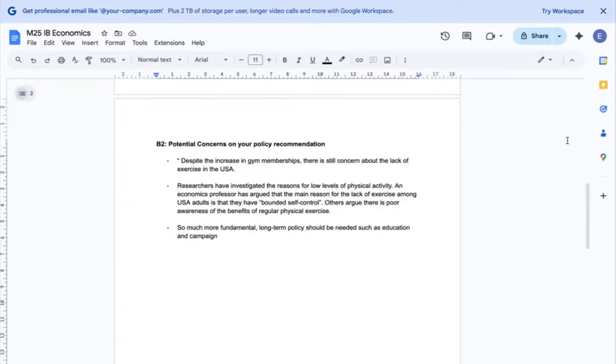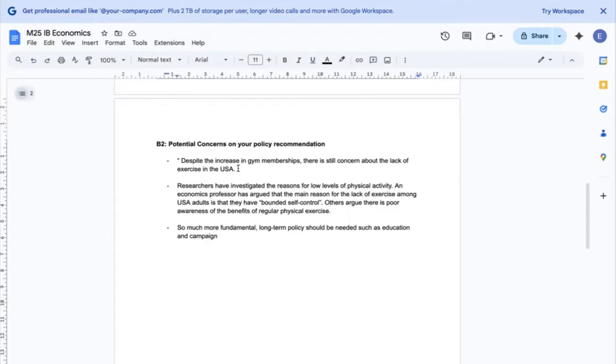Next, in Budget 2, you can write down a few potential concerns or limitations on your policy recommendation. There is a reference saying that despite the increase in gym membership, there is still concern about the lack of exercise in the USA. So maybe the quantity or availability is not the main problem.